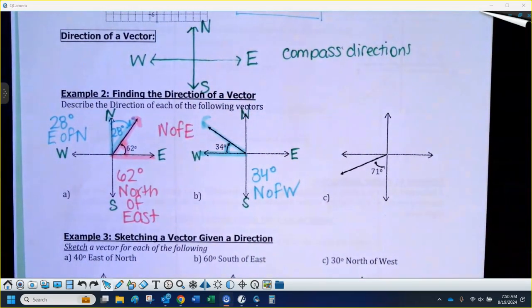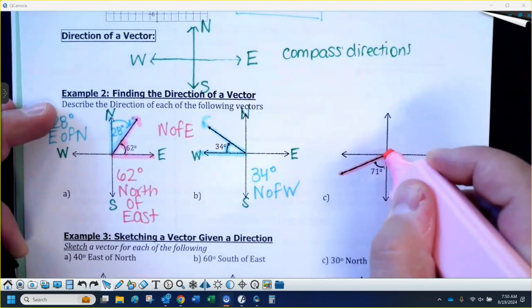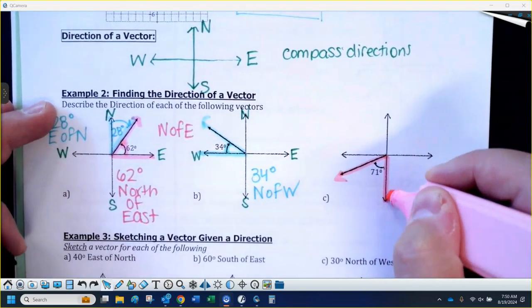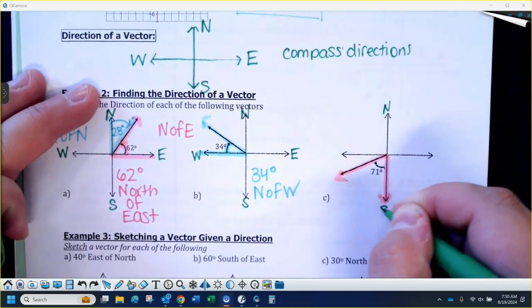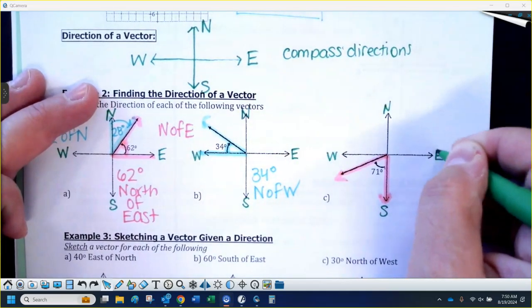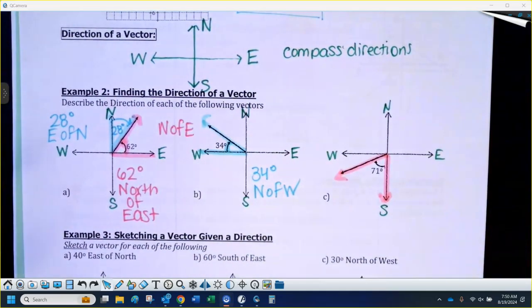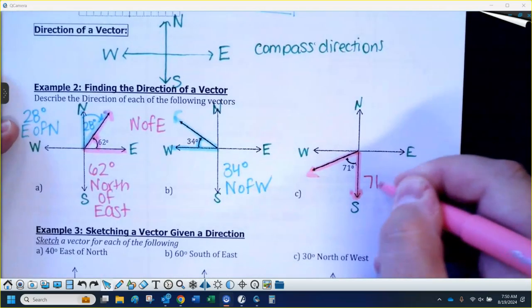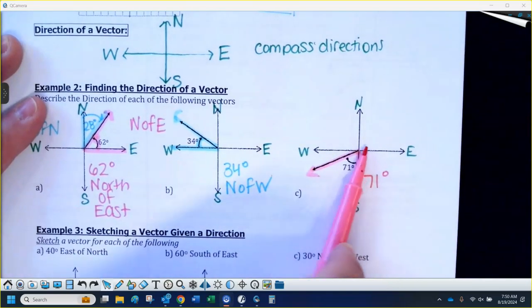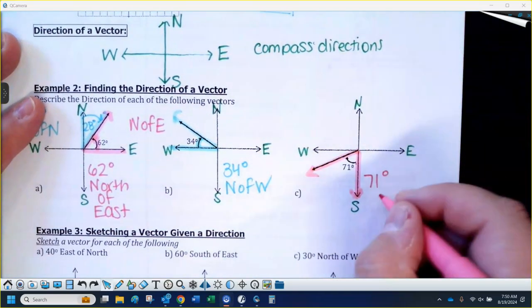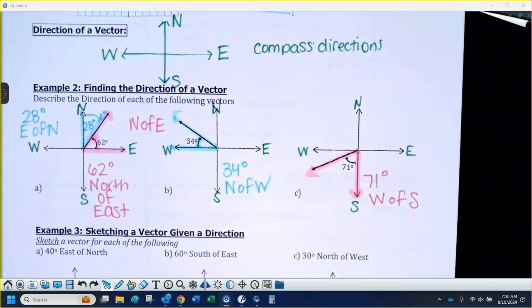Now, let me draw on this one here. So the 71 degree angle here, and you don't have to label these, but I'm putting those compass directions to help if anybody forgets. How would you describe this last picture? It's 71 degrees. Where are you starting and which direction are you going to get to the vector? West of south. You're starting on the south side and you're moving this way, so it's west of south. If you want to write the word out, you can, or if you want to abbreviate, either way is fine with me.